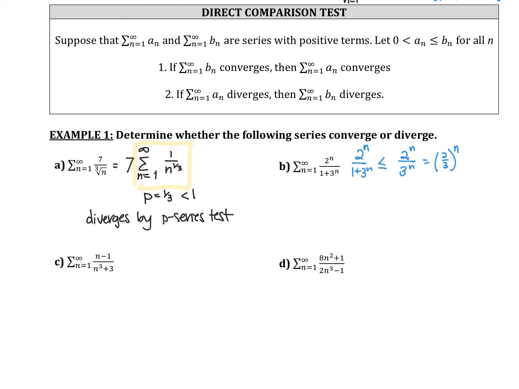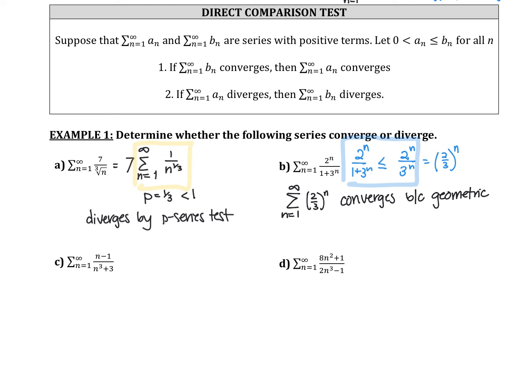So what AP is going to want to see is this comparison, that you know this is true. The next thing they're going to want to say is, okay, what do we know about the series that I'm comparing it to? What do I know about this series, 2/3 to the n power? Does it converge? Does it diverge? How do we know anything? Why did we choose this to compare it to? Well, I happen to know this is geometric. So I know this converges because it's geometric.